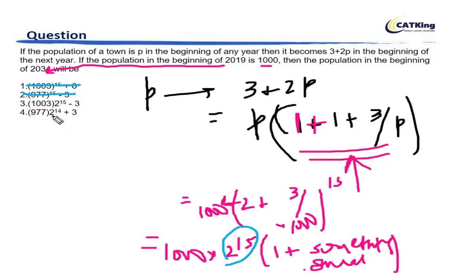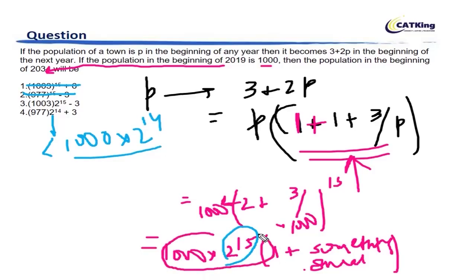Now, what is 3? 3 is even smaller than 1000 into 2 to the power 14. What is 4? 4 is even smaller than 1000 into 2 to the power 14. We can certainly say that our number is much bigger: 1000 into 2 to the power 15, 1 plus something. So therefore 4 is also ruled out. The only answer option that can fit is answer option 3.